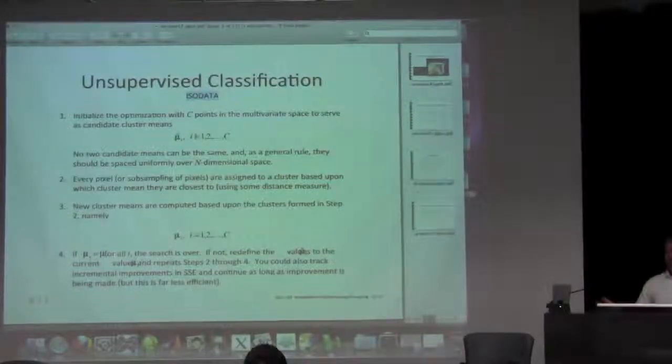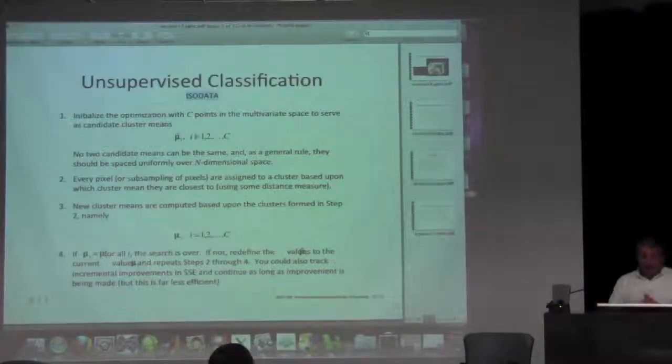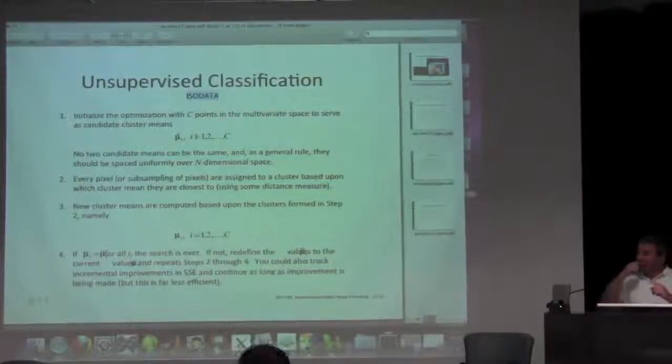Right, now, how do you do that? Well, let's say we have a 7-band sensor, so we have 7-dimensional space. I could generate C random 7-element vectors. So let's say I wanted to have 10 classes in my scene. I could generate 10 7-element vectors and put them out there in 7 space and say those are the means of my clusters.